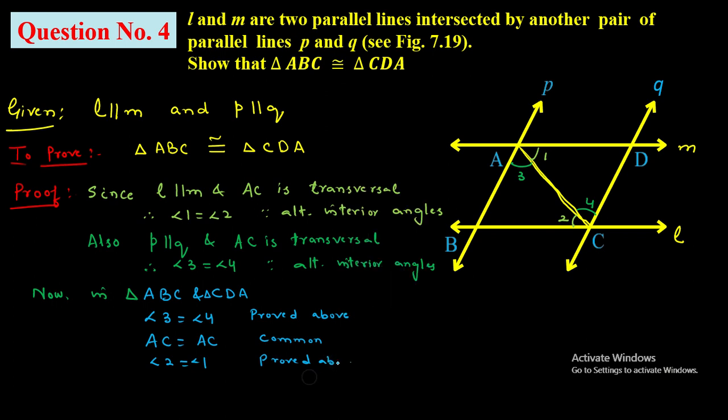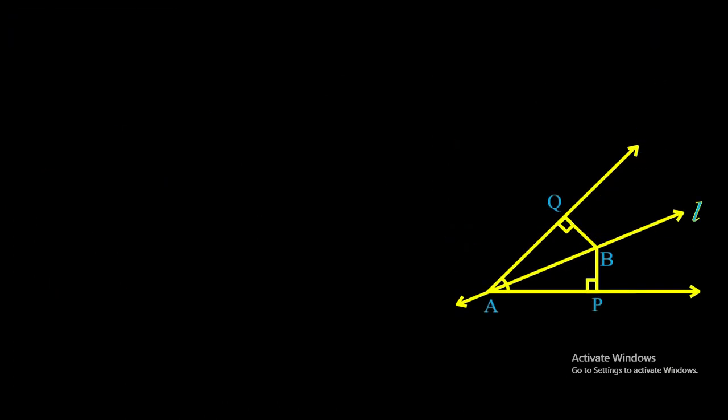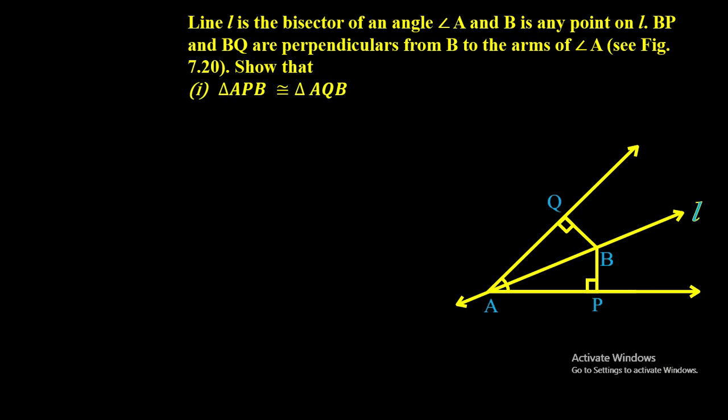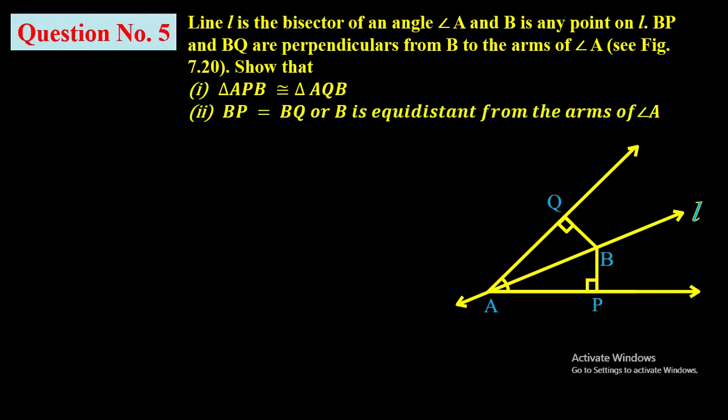Thus we can say by angle side angle that the two triangles ABC and triangle CDA are congruent. And this was the proof of question number 4. Now let's move to another question, which is question number 5.